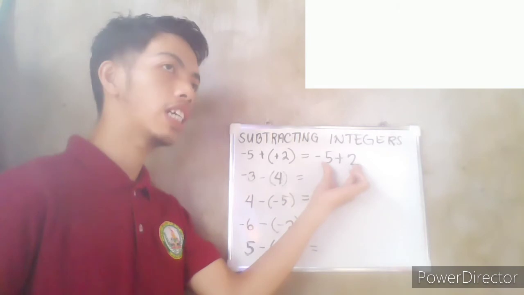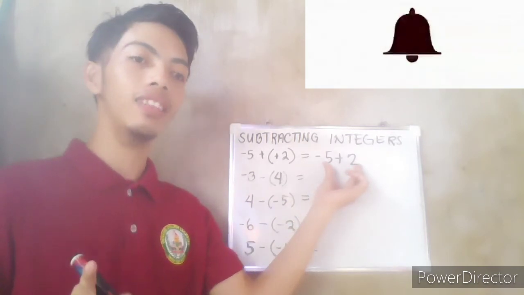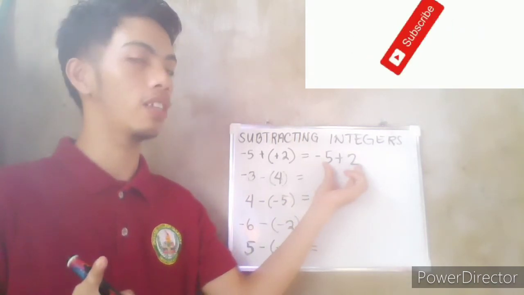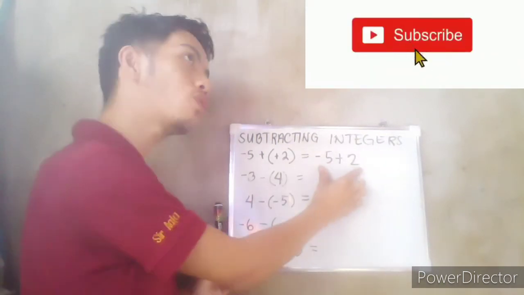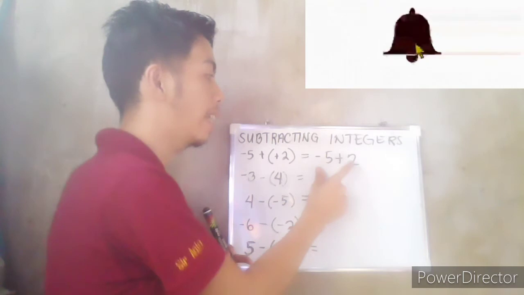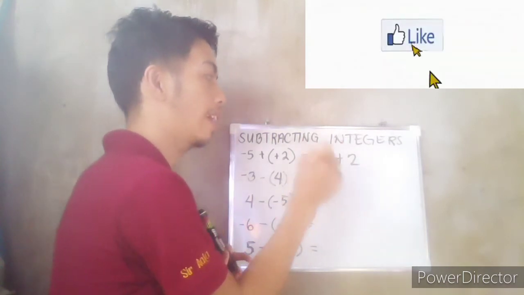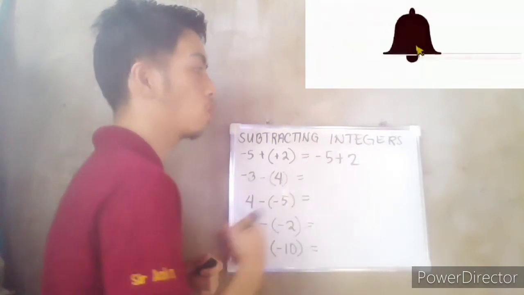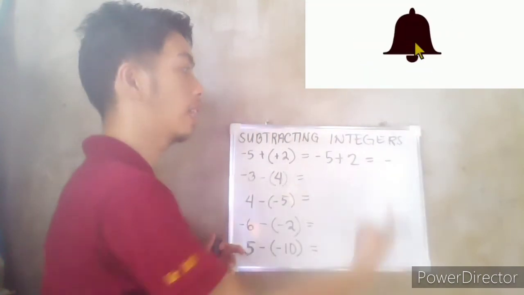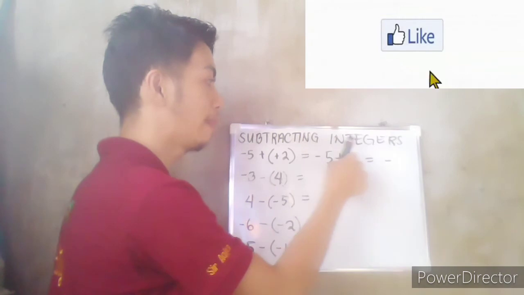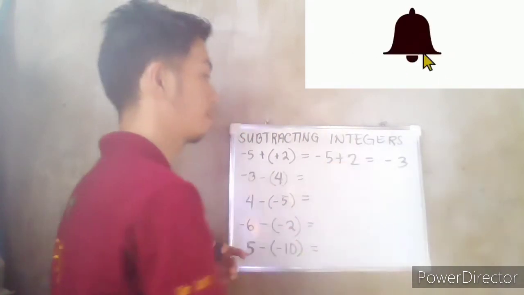So pag nag-a-add tayo ng integers, get the sign of the bigger absolute value, then subtract. So, sa dalawang ito, ang mas malaking absolute value ay negative 5. Anong sign ng negative 5? Negative. So, ang sagot is a negative number. Okay? Negative number. Subtract 5 minus 2, that is 3.